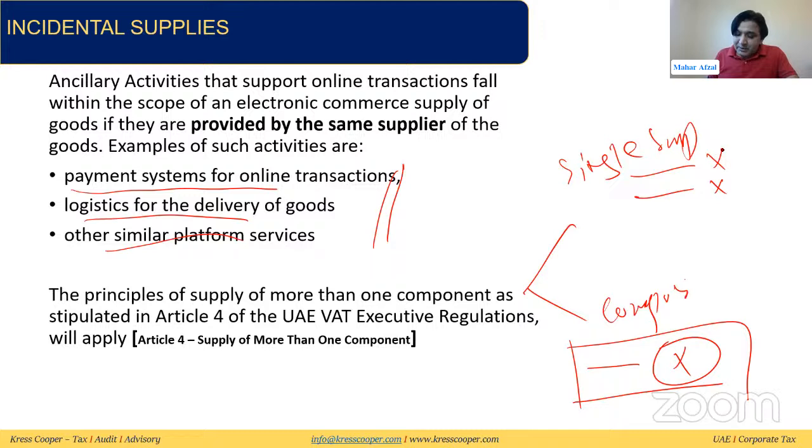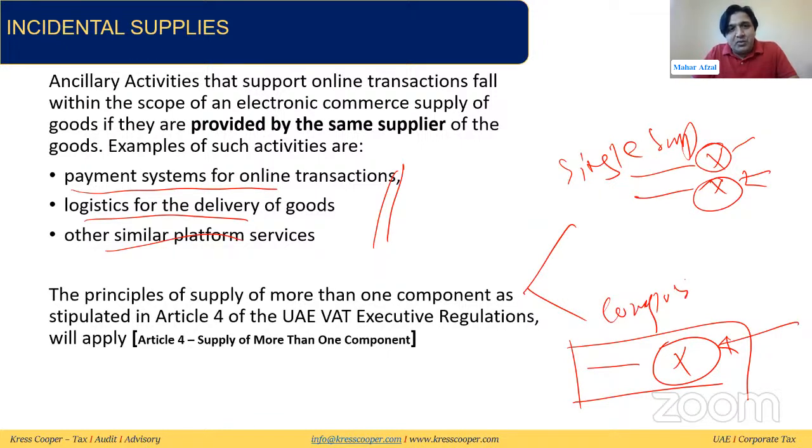For a single supply, we need to assess the tax position of each element, each supply individually. For a composite supply, we need to apply the tax based upon the principal component of the supply. We all know basically what a single supply and a composite supply are, how it needs to be reported on the invoice, and how it needs to be reported in the return.